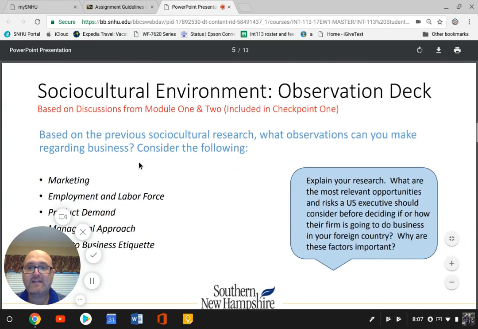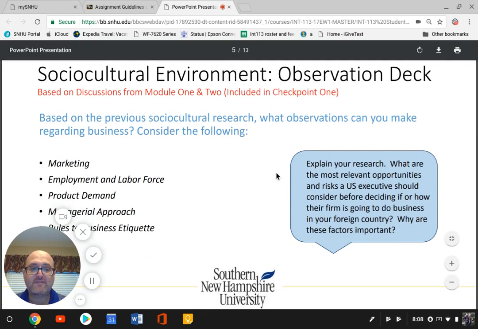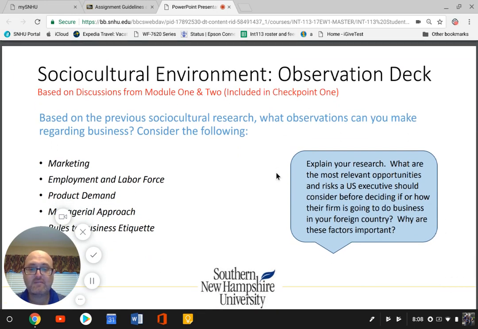The fifth slide is the social cultural environment observation deck. Now the observation deck is a little bit different. It's really where you get the chance to bridge the gap between concepts and application. So you look at all the concepts, you look at all the research, all the data, all the information that you've discovered, and you really think about how that applies and interacts into the business environment of today. Ultimately, the information that you researched would lead a U.S. executive to deciding to enter the market or not entering the market. So this is where you really bridge that gap between data and application.